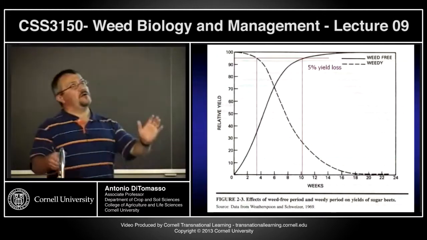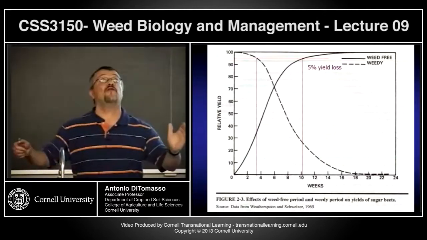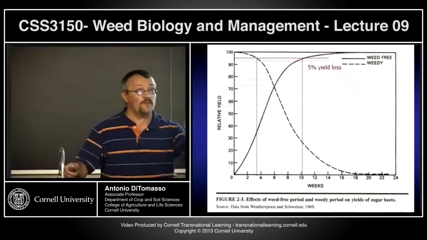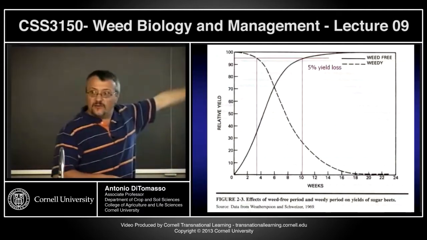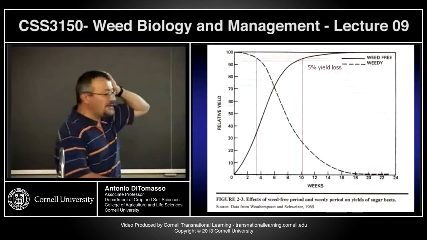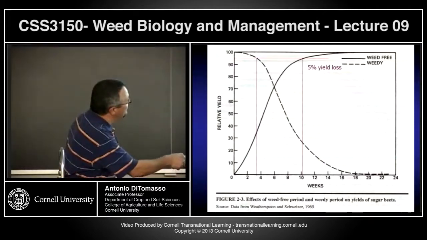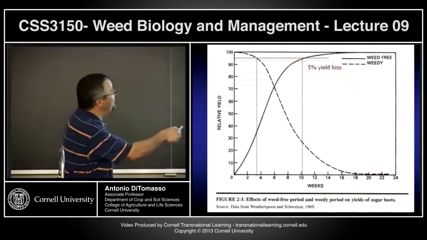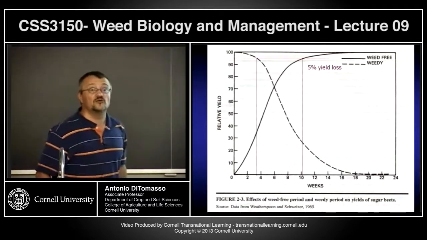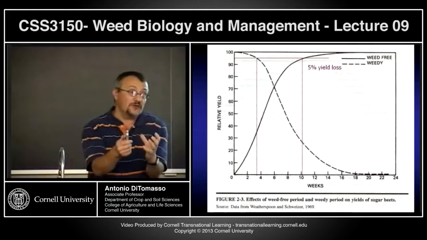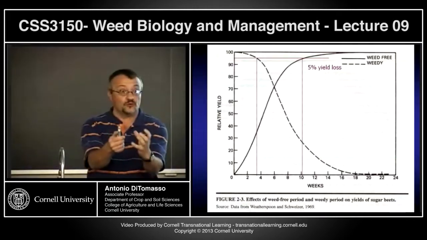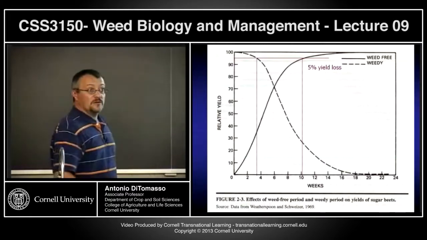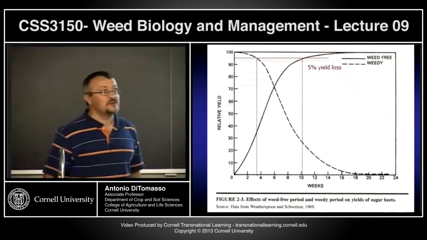So let's say 2 weeks is not enough. I'm going to allow 4 weeks of weed-free. I'm going to keep the weeds out of this crop for 4 weeks. Again, theoretical, under these conditions. Look at what your yield is. At 4 weeks, relative yield is 40% relative to your weed-free. You're still losing 60% of your yield, and here the yield would be the marketable part, the root. That's not acceptable. 4 weeks in this crop is just not good enough.